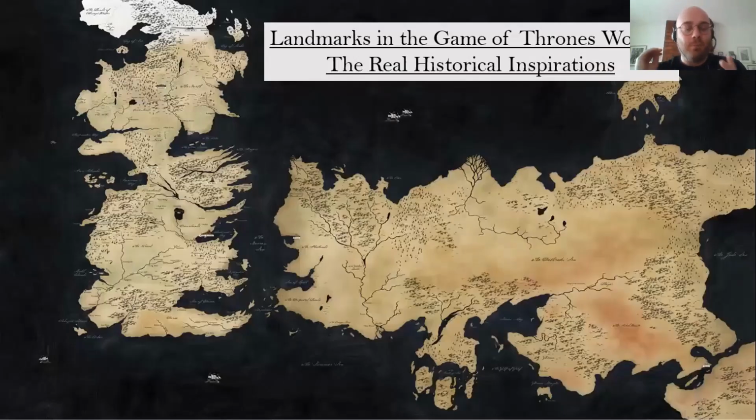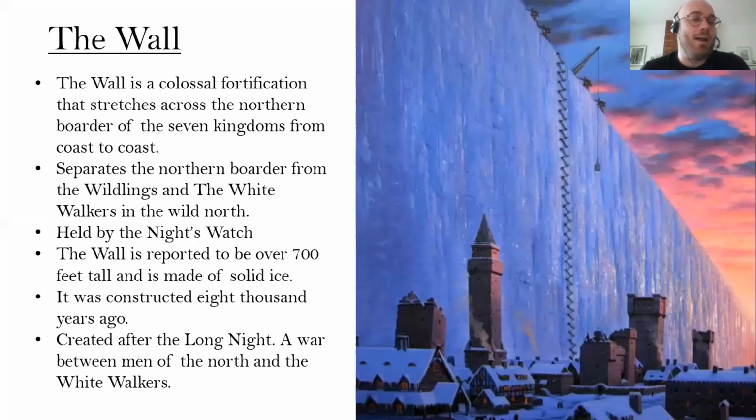So we've looked at the rise and the fall of the Starks and the War of the Five Kings and how that's been inspired by historical events. And now we're going to look at a couple of landmarks in the Game of Thrones world and see how they were historically inspired. And so where else can you start but with the Wall? The Wall is a colossal fortification that stretches across the northern border of the Seven Kingdoms from coast to coast.